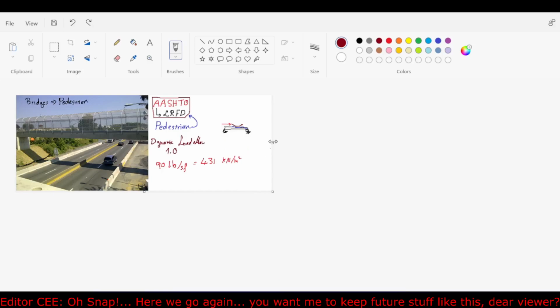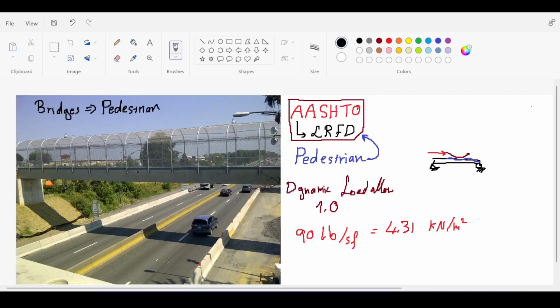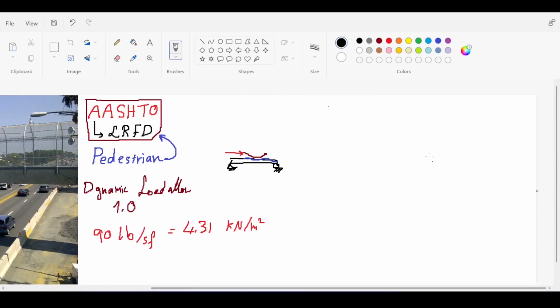I want to talk about a little tangent here. It doesn't have anything to do with pedestrian bridges, but it just occurred to me, and I want to talk about this. It's the concept of safety in codes. I don't know if I talked about this before in videos on this channel, but I want to talk about this right now. I want to just tell you the concept of code and safety inside codes.